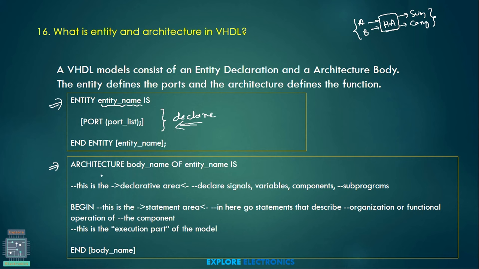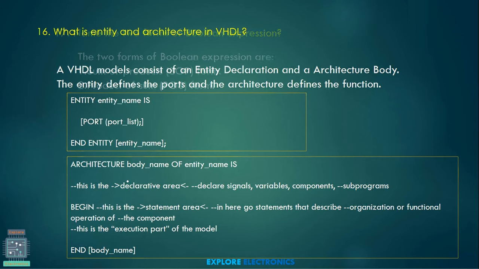And what is the architecture part? In this architecture, we are going to write the logic. Logic in the sense, how actually this half adder is going to work. Our design functionality we are going to write in architecture. Here, architecture is a keyword. Then the body name, we are going to give the name of the architecture of this entity. That's why the entity name comes into the picture. Then, after is, under that we are going to write all the statements with respect to the functionality of our design. And then we need to end with the body name.